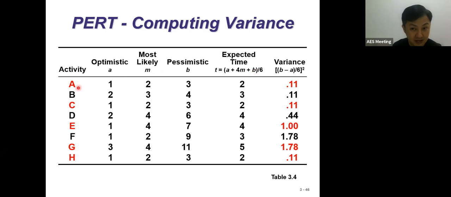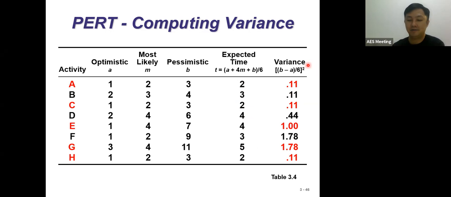For activity A, A is 1, M is most likely, which is 2, and B is 3. So 4M, 4 times 2 is 8. 1 plus 8 is 9. 9 plus 3, how much? 12. 12 divided by 6 is 2. So if you run by the formula, you will get the answer. Similarly, you can also get the answer for variance. Now, when you get the answer, what does the answer mean to you?